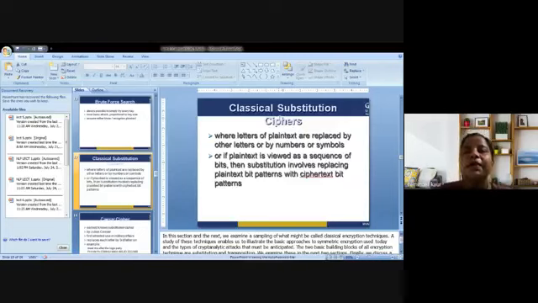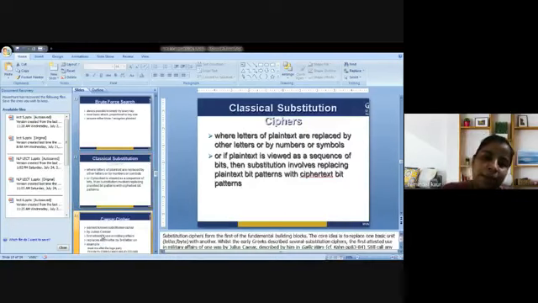The first one is where letters of the plain text are replaced by other letters or by numbers or by symbols. And next, if plain text is viewed as a sequence of bits, then substitution involves replacing plain text bit patterns with ciphertext bit patterns.